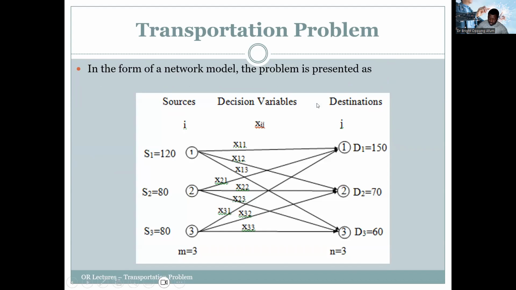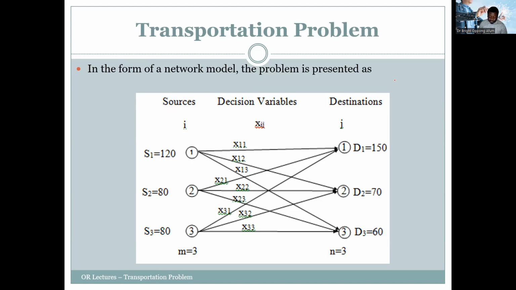All right. So typically when you have a transportation problem, we say that you build a network. You build a network and you call it a network model. So the network model for this problem is that we have source 1, which can deliver 120, or the availability of product there is 120. Source 2 is 80, and source 3 is also 80. And source 1 can move to destination 1, destination 2, destination 3, but there are various demands required for each destination.